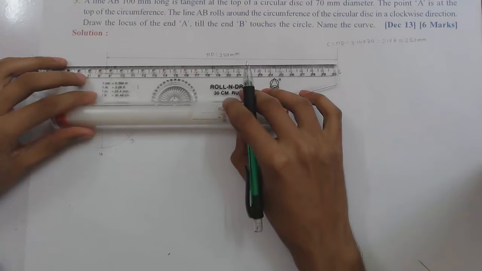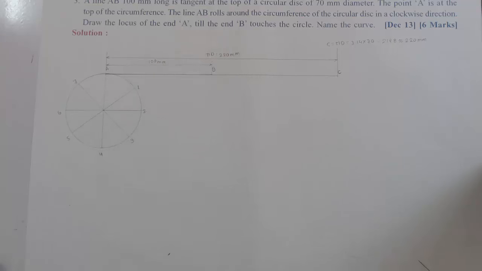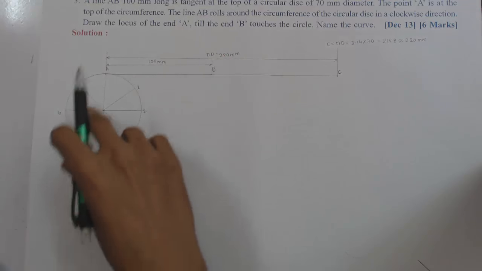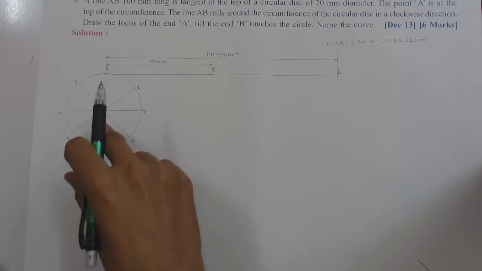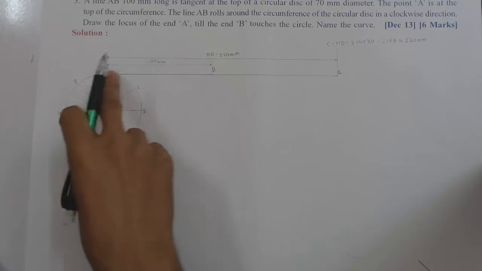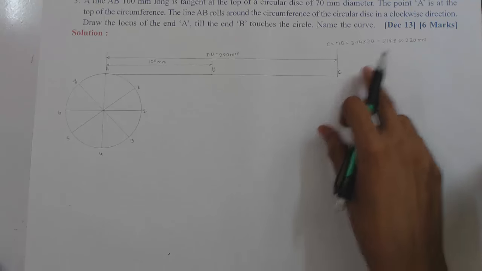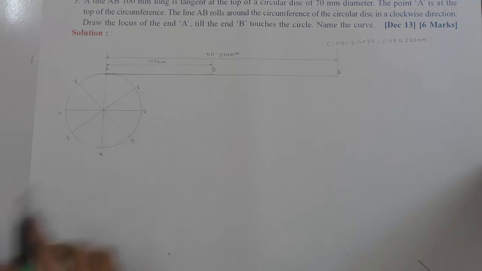Now always remember, we have to divide only the circumference length pi d into an equal number of parts as that of the circle. Many of the students make the mistake of dividing the length of the line, which will give the wrong solution. So first I need to divide this 220 mm into 8 equal parts.